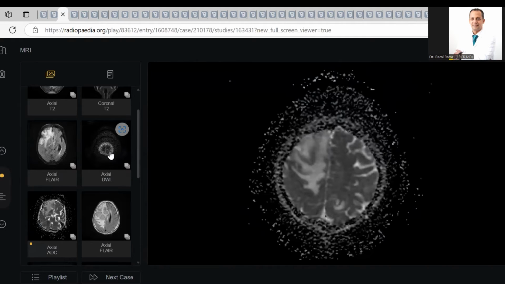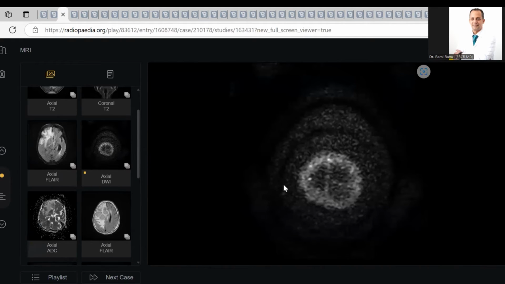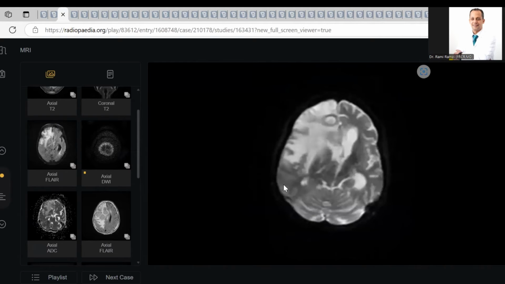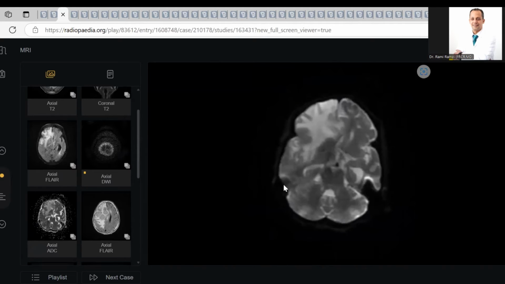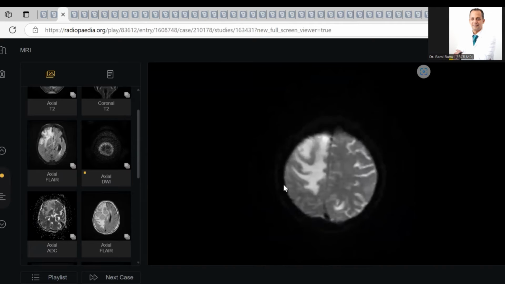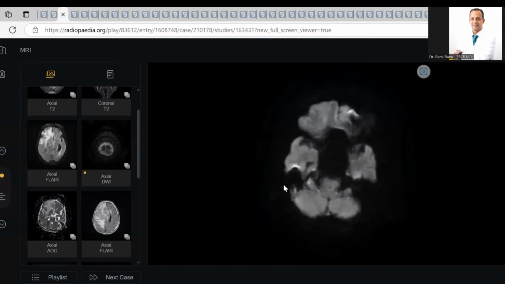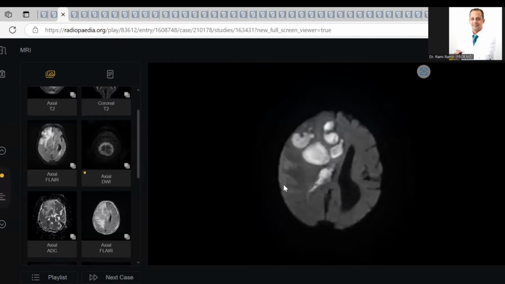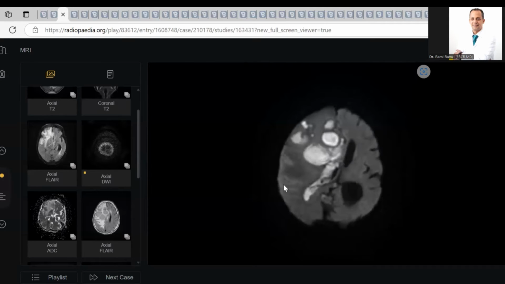I would like to give the differentials. My first differential, considering significant vasogenic edema and central diffusion restriction, would be abscesses. The other possibility of cystic mets, I would also like to keep in the differential, but that is less likely because of the central diffusion. What is your first differential, please? First is abscesses, brain abscesses.